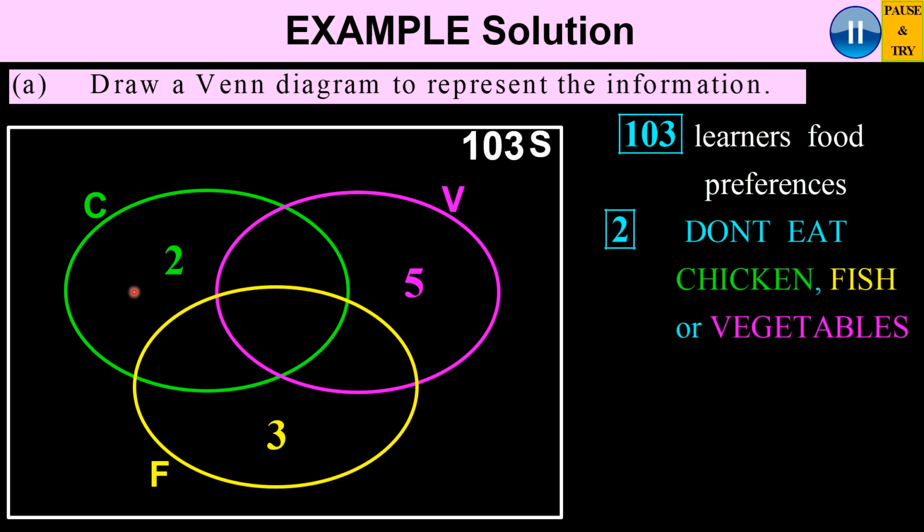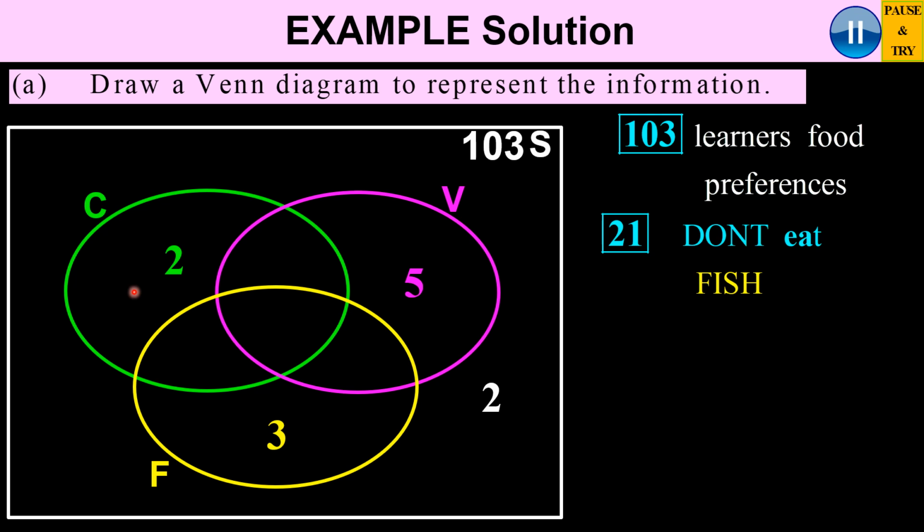The next part there, 2 do not eat chicken, fish, and or vegetables. You know where that is? They don't eat chicken, fish, or vegetables, and you just have to put it outside. There's the 2.